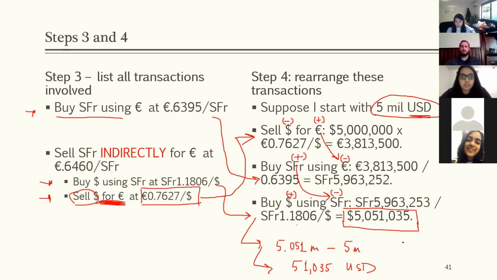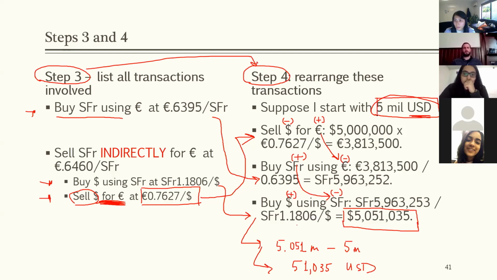So does that make sense, guys? Moving from step 3 to step 4. From step 3, what we did was we tried to identify all the transactions involved. And then in step 4, we rearrange these transactions to fit with whatever we start with. So here, if I start with the USD, I know that my first transaction should involve selling the USD. So I want to offload the USD that I have.